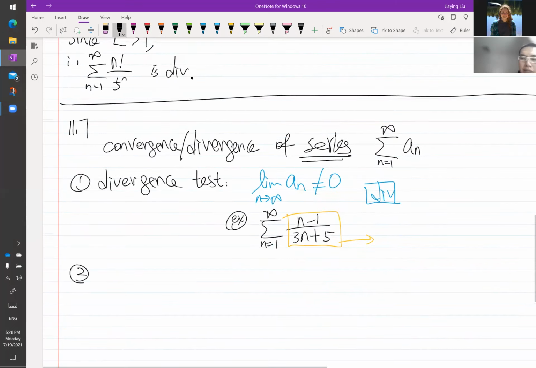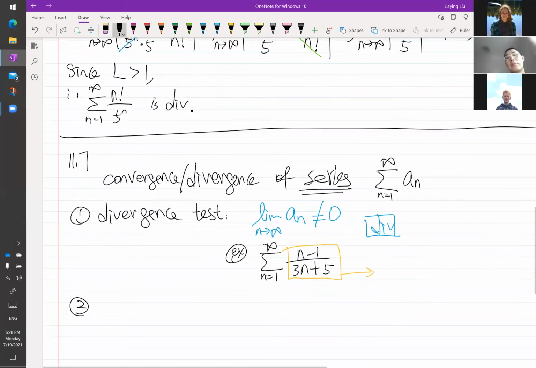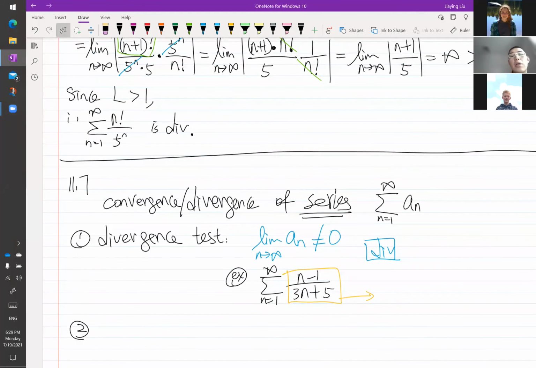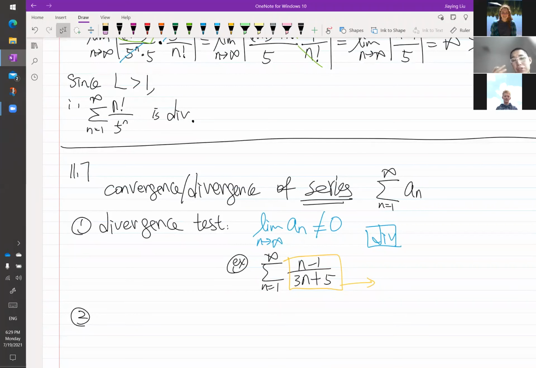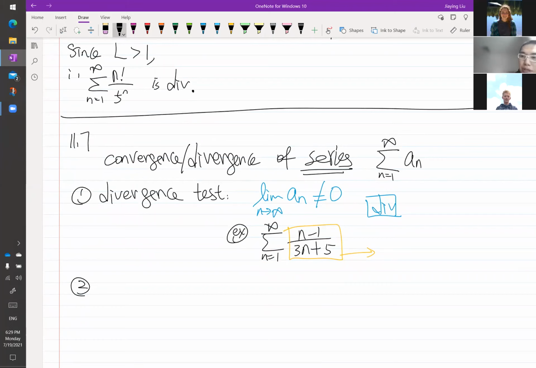Sorry. If the limit is not 0, it's divergent. If the limit is 0, we don't know. It could be convergent or divergent. But if you have some expression that you're looking at, you can take the limit of the a_n expression directly. Try this. The divergence test, if it works, always gives you a divergent series.